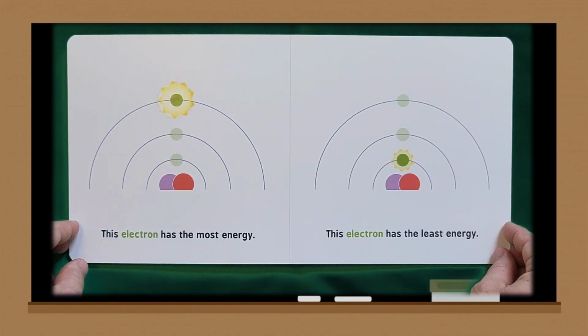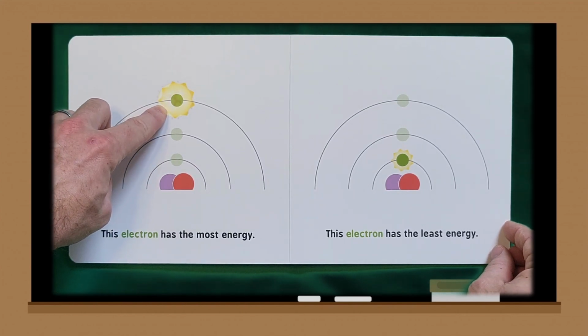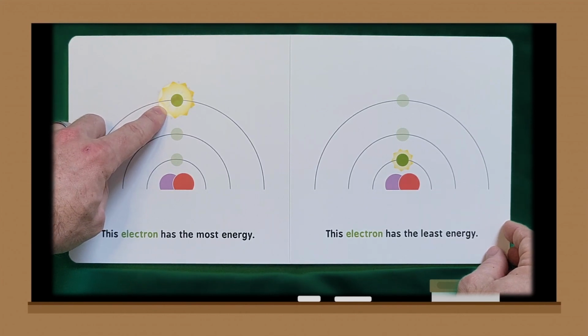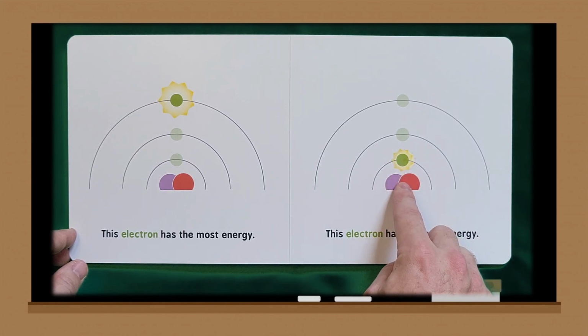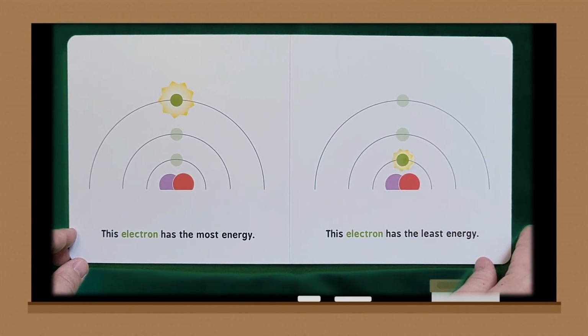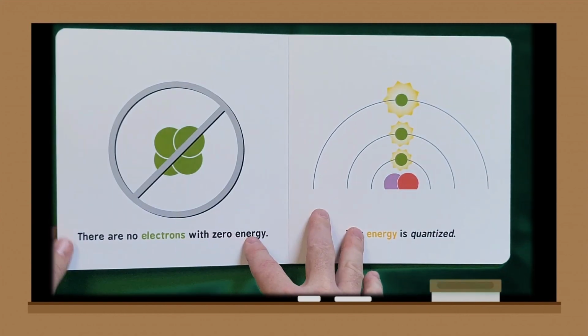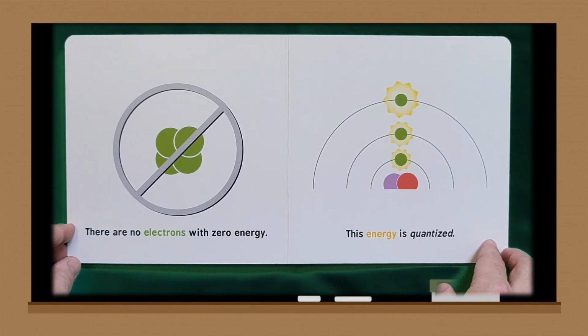This electron has the most energy. Look, the electron furthest away from the neutrons and protons has the most energy. This electron has the least energy. And look, here's the green electron closest to the neutrons and protons, and it has the least energy. There are no electrons with zero energy. This energy is quantized.